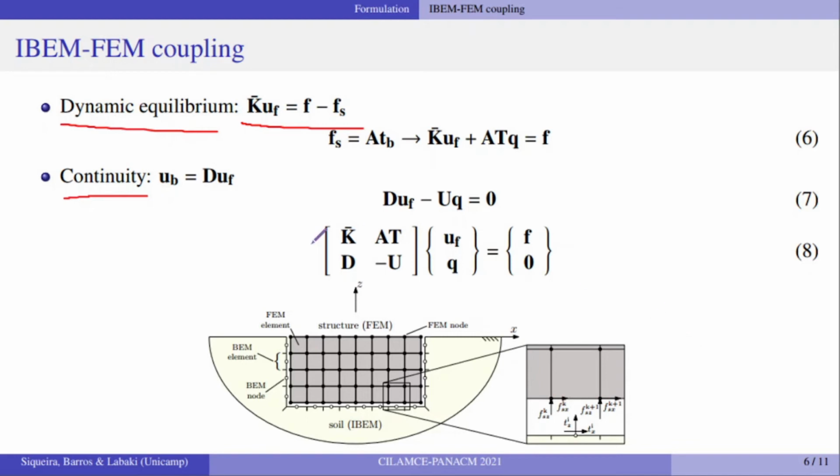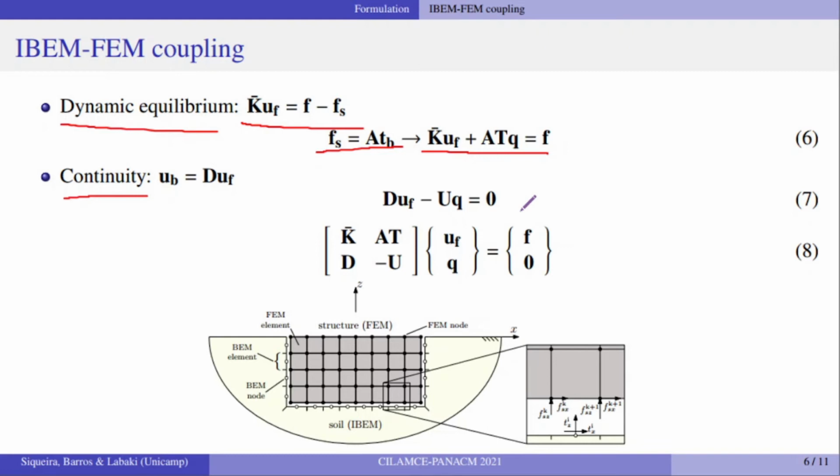The vector of contact forces is related to the vector of contact tractions through this linear transformation, in which A is a purely geometric transformation matrix that is responsible for correcting the incompatibility between the position of the finite and boundary element nodes. In view of this compatibilization, the equilibrium equation for the structure can be written as this.